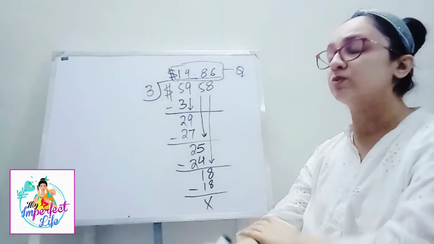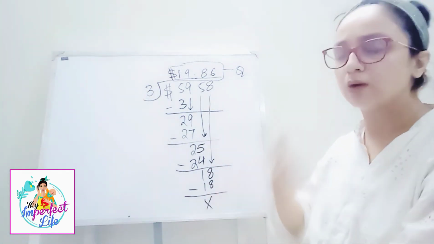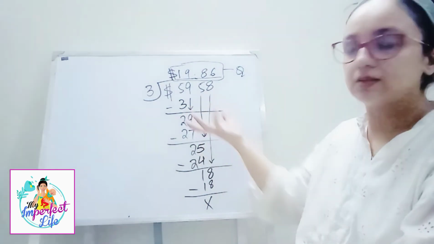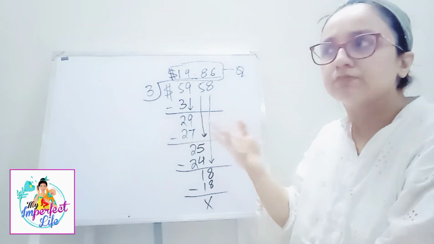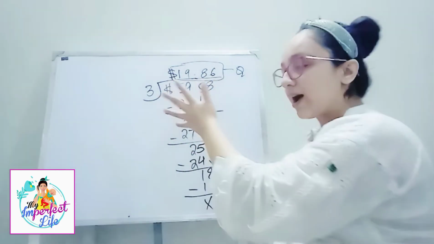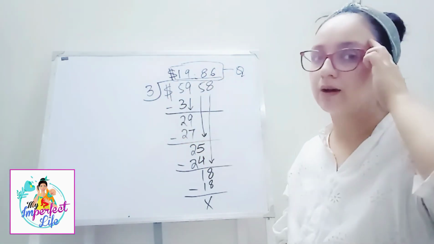And Zainab in the class also asked, what if there is a remainder at the bottom? How do we say these numbers? How would we know whether this is the amount or the number of people? Beta, 59.58 is the amount, right? So you're dividing the amount. You need to think about that.